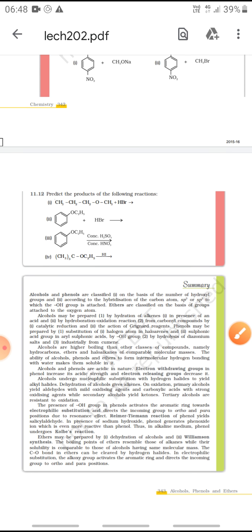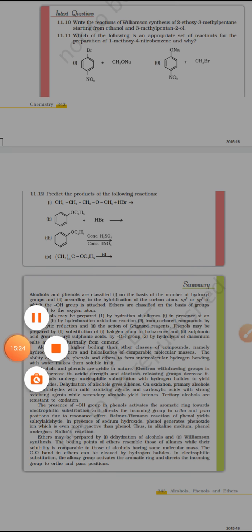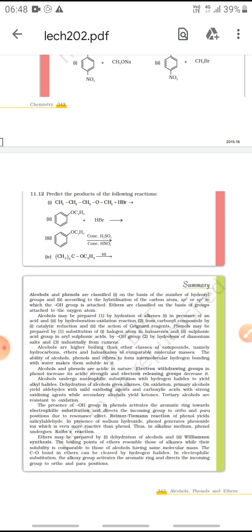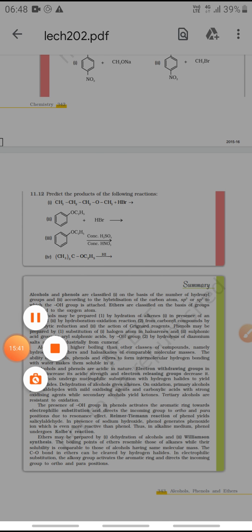So your chapter on alcohols, phenols and ethers is done. Now in the next presentation we'll start with the third chapter of your organic chemistry, that is, the carbonyl group containing compounds like aldehydes, ketones and carboxylic acids. Thank you and Sairam.